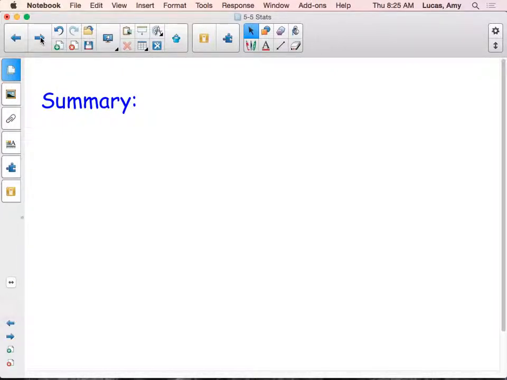You should be able to write a summary now. Make sure that you are using complete sentences in answering your essential question.